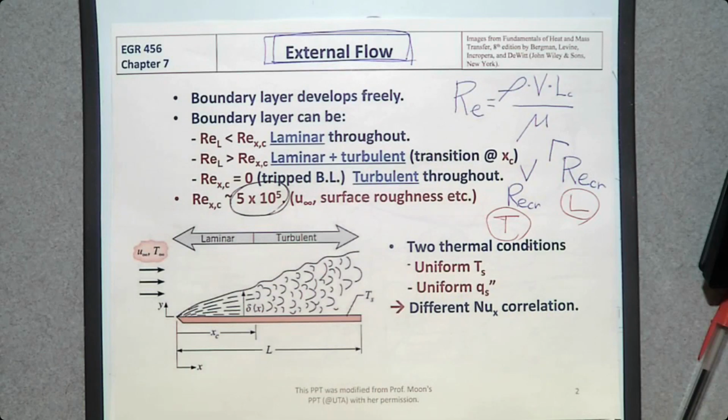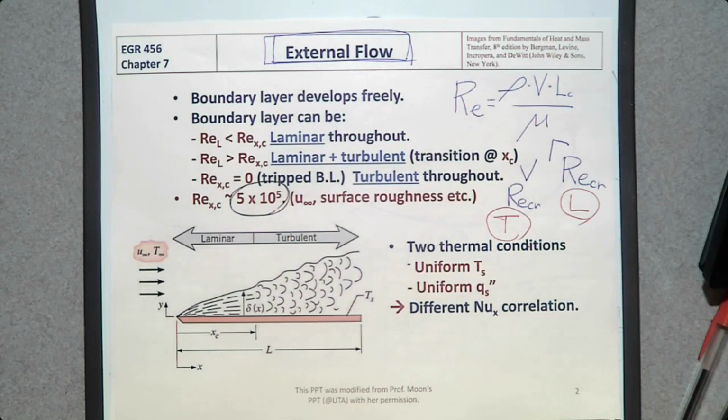For example, if you are trying to cook something on a stove, you can control surface heat flux: low, medium, hot. That is uniform surface heat flux boundary condition. On the other hand, if you use maybe a convection oven or something, you set a temperature. That's going to be uniform surface temperature boundary condition. So depending on how the heat transfer is going to take place, it can be either uniform surface heat flux or uniform surface temperature. So two things.